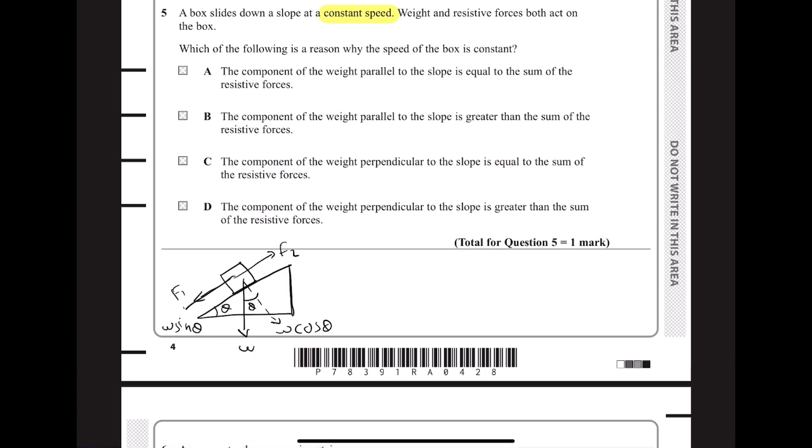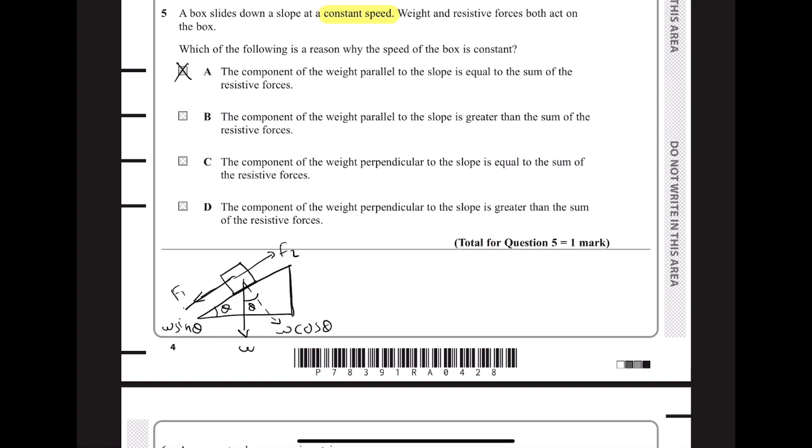So for the box to move at a constant speed, the component of weight needs to be equal to all the resistive forces acting on it. So let's see the options that we have. The component of weight parallel to the slope is equal to the sum of the resistive forces. Yes, so this is the answer.